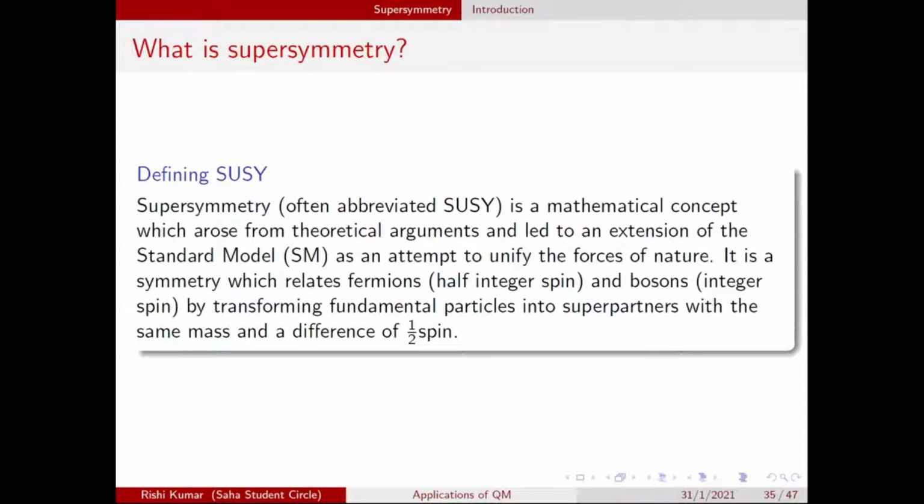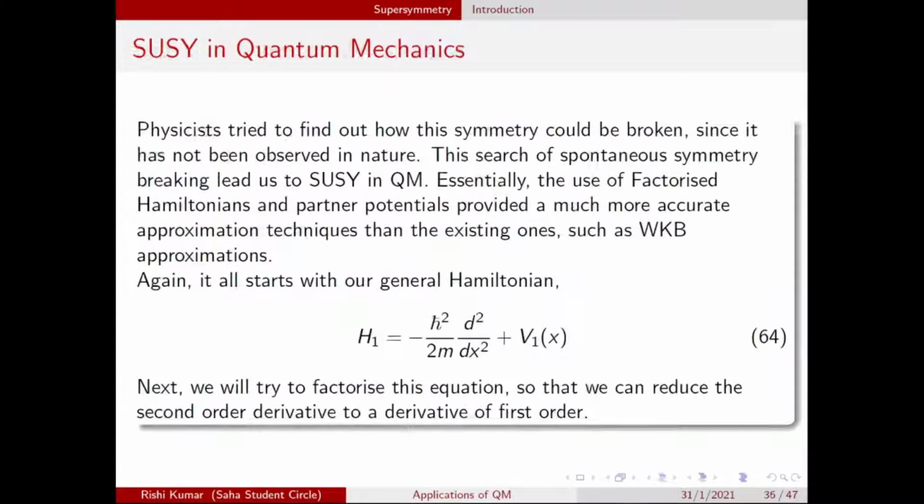It is a symmetry which essentially relates fermions, which are particles with half integer spin, and bosons, which are particles with integer spin, right? By transforming fundamental particles into superpartners with the same mass and a difference of half spin. So this is just a brief overview of the big scope of supersymmetry. But for this talk, I'm just going to constrain myself to supersymmetry in quantum mechanics.